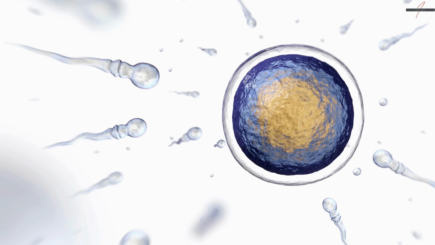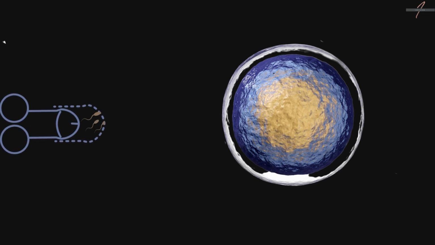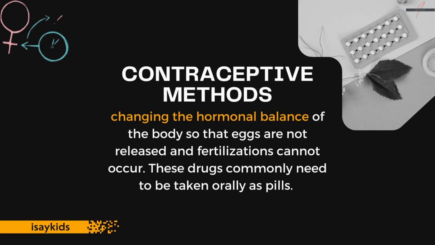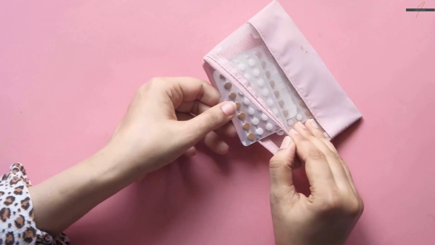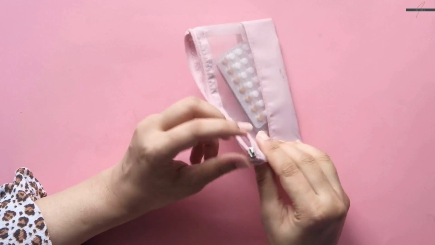One category is the creation of a mechanical barrier so that sperm does not reach the egg. Condoms on the penis or similar coverings worn in the vagina can serve this purpose. Another category of contraceptives acts by changing the hormonal balance of the body so that eggs are not released and fertilization cannot occur. These drugs commonly need to be taken orally as pills. However, since they change hormonal balances, they can cause side effects too.